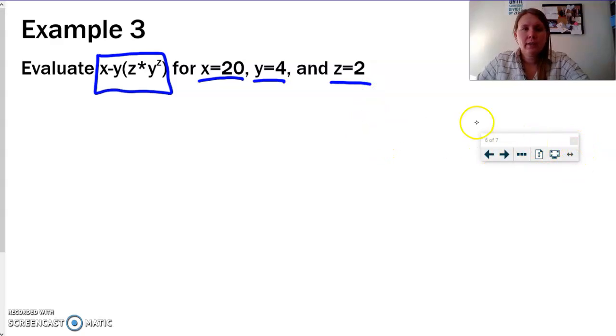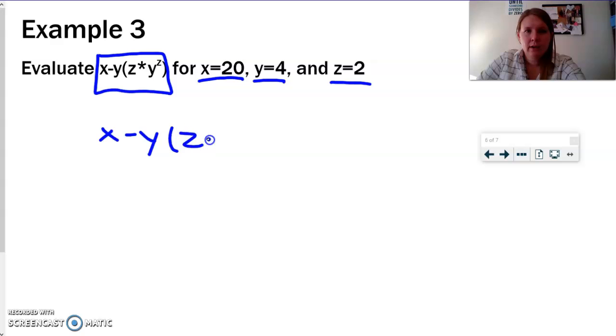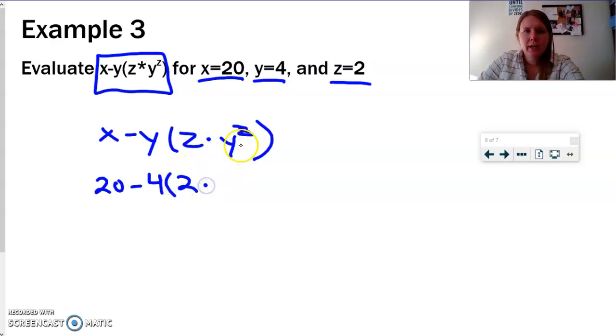So what I'm going to do is start by plugging things in. Now it says x minus y and then z times y to the z. So x, instead of writing x, we're going to plug in 20. So I'm going to write 20 minus, then they say y is 4, so I'm going to plug in 4 for y. Then I'm going to add my parentheses. They say z is 2. I'm going to multiply, and then we have y to the z. Y is 4, z is 2.